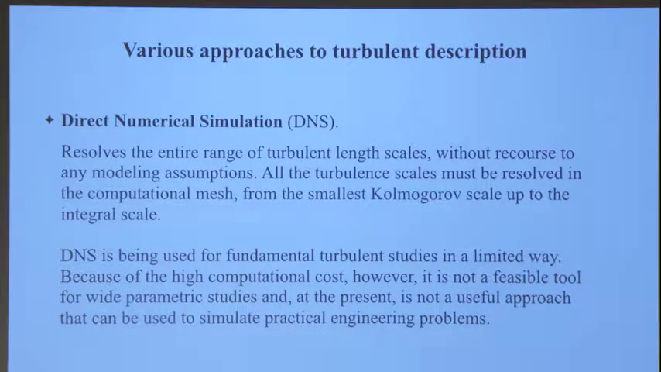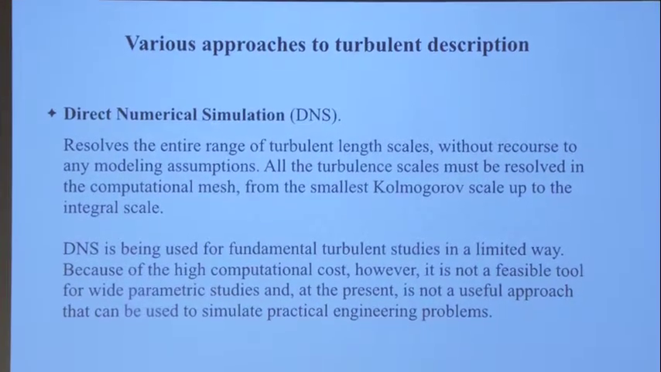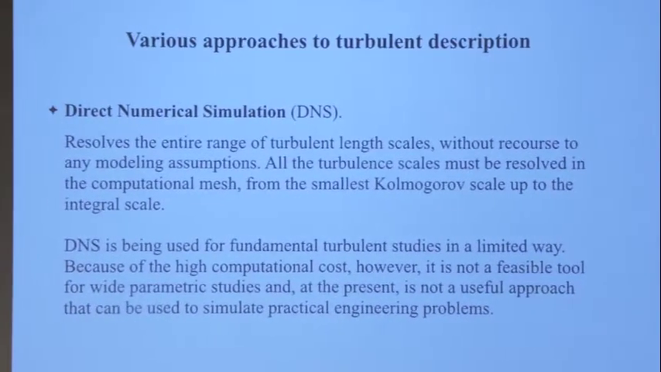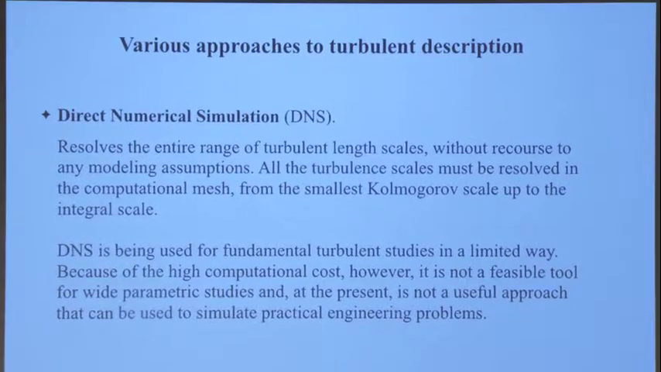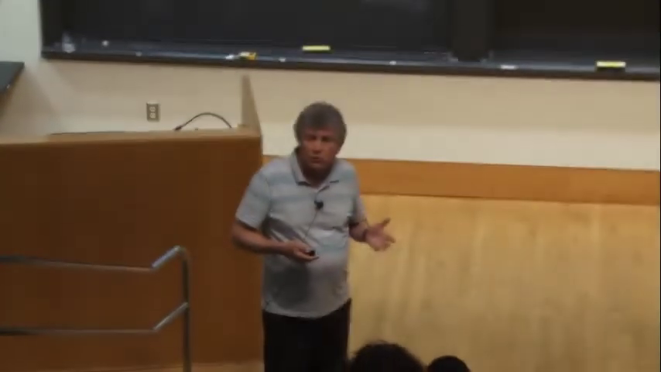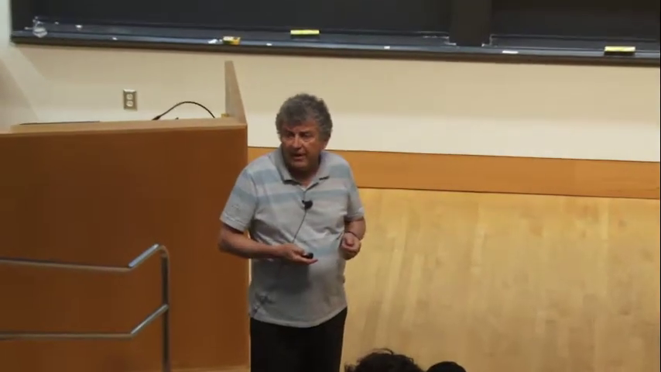Now, people use the word DNS very often when they do calculations, but historically, at least in the fluid mechanics community, DNS referred to calculations where you are resolving all the scales, from the smallest Kolmogorov scale in turbulence to the higher scales. And this is very difficult because it requires computational resources that are not, in fact, available.